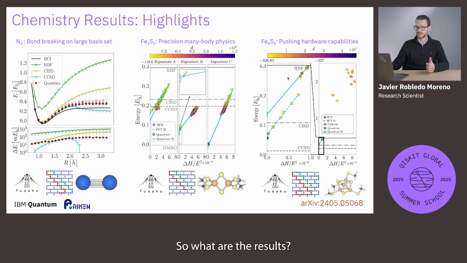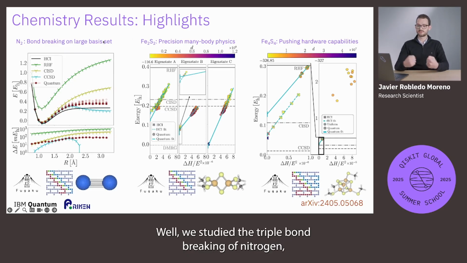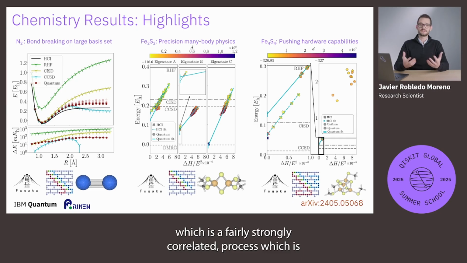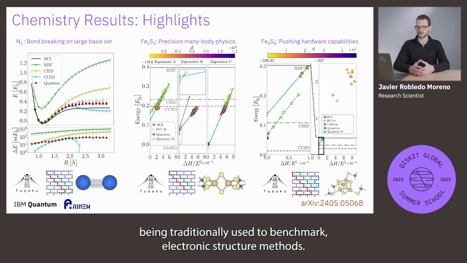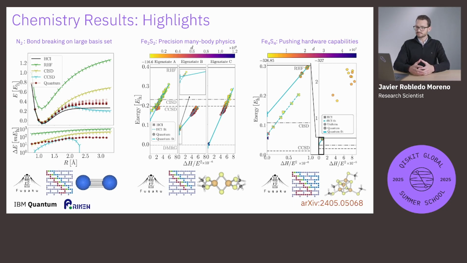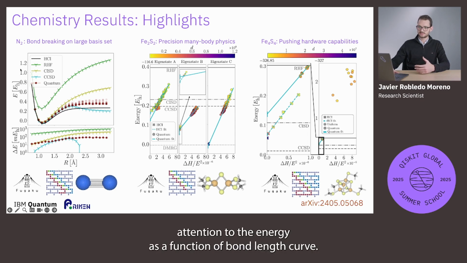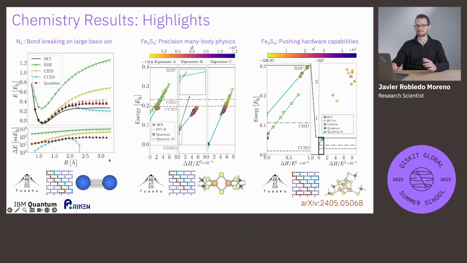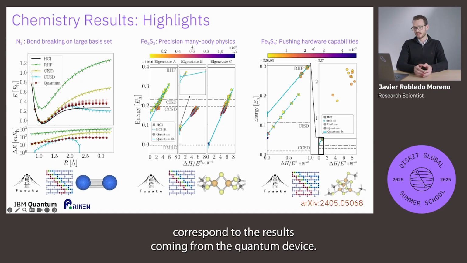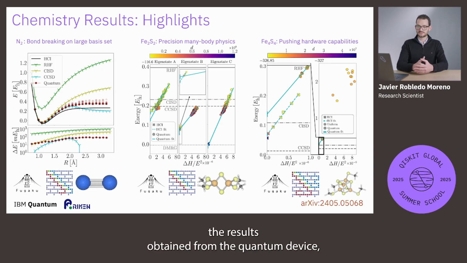So what are the results? Well, we studied the triple bond breaking of nitrogen, which is a fairly strongly correlated process that has traditionally been used to benchmark electronic structure methods. Here, I would like for you to pay attention to the energy as a function of bond length curve. The black solid curve is a classical reference, and the brown dots correspond to the results coming from the quantum device. What we observe is that the results obtained from the quantum device qualitatively describe the dissociation process correctly.